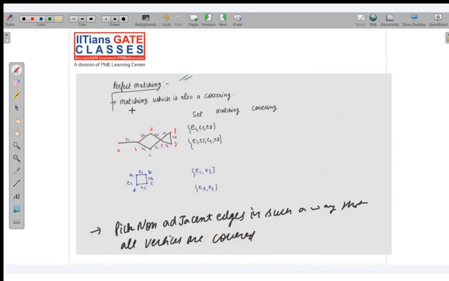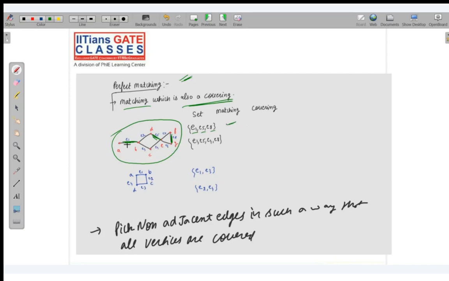What is perfect matching? A matching which is also a covering is known as a perfect matching. For example, here we have a graph. Take the set E1, E5, E8. Is it a matching? Yes, it is a matching, because we have taken no adjacent edges. Matching means no adjacent edges. So clearly it is a matching.